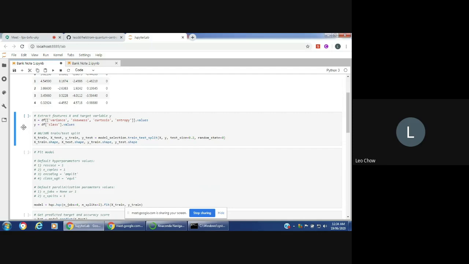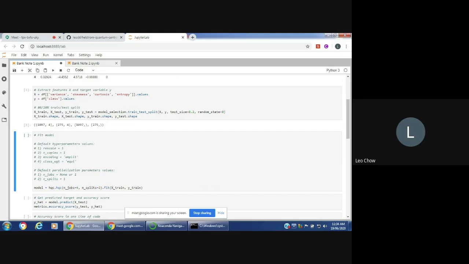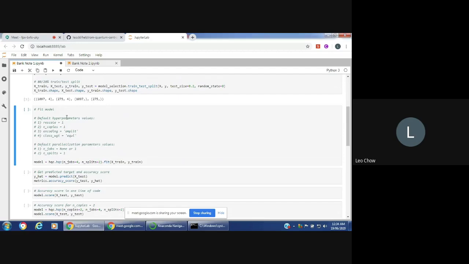I'm just going to extract the features X and target variable Y in their own separate arrays. And now I'm going to split my dataset into training and test splits, an 80-20% train-test split, which is all pretty standard. Checking here, we have about 1,100 rows for the training data and 275 rows for the test dataset. Now, after this, we're going to fit the model.